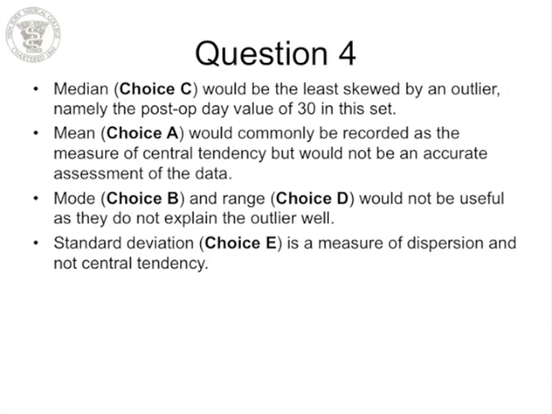The mean would be commonly recorded as the measure of central tendency should this kind of data be found in literature, but oftentimes this is not an accurate assessment of the data, especially in this case when we're dealing with a very small set of numbers and a significant outlier. The mode and the range would not be useful as they do not explain that outlier very well, and standard deviation is a measure of dispersion and not central tendency, which we will discuss subsequently.